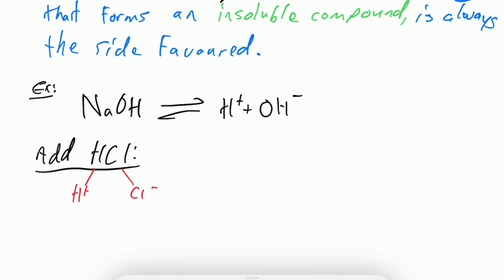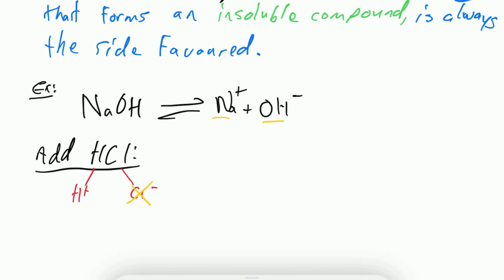Now, I miswrote this over here. Sorry, I just realized that. It shouldn't be H plus and OH minus. It should be Na plus and OH minus. I'm not sure why I wrote H plus in the first place. So, Cl minus doesn't form an insoluble compound with any of these when we check the solubility table. And so we can cross that out as having no effect.